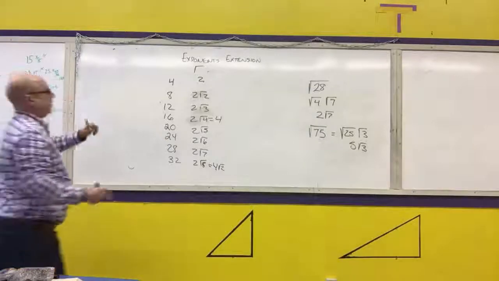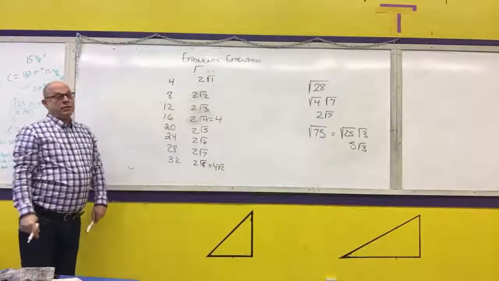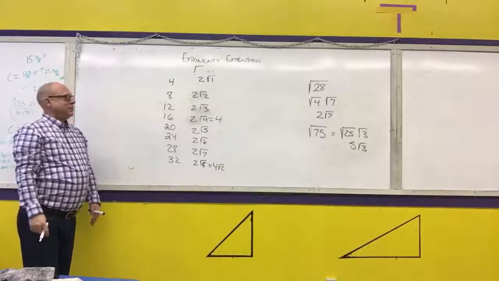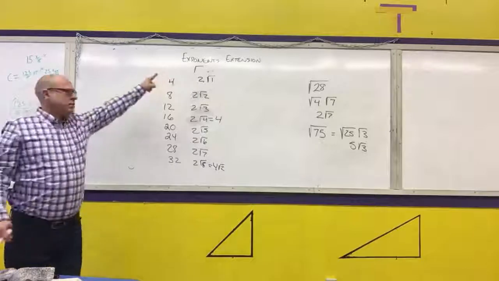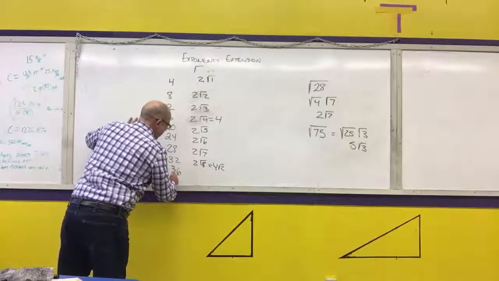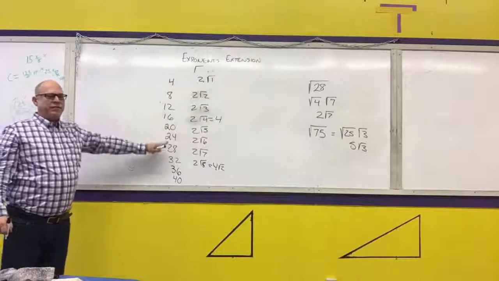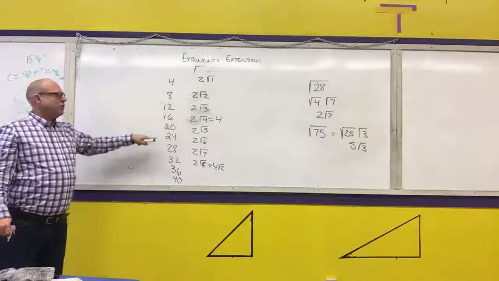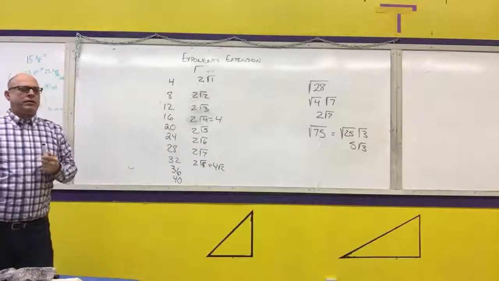What did I do over here? Well, isn't this the same thing as 2 times the square root of 1? So anytime you see a number from your multiplication table from elementary school that's a multiple of 4, you know it can be rewritten as 2 times the root of something.